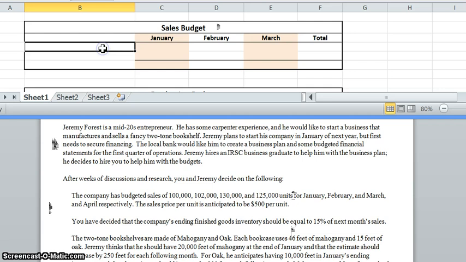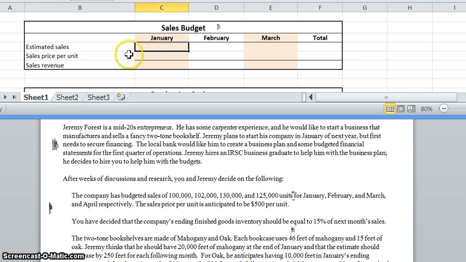So for this sales budget, it's probably one of the easiest budgets that we really have here. We're going to need a few pieces of information. We are going to need to know the estimated sales, and this is the estimated sales in units. We're also going to need to know the sales price per unit. And then when we multiply those two items together, we're going to get sales revenue.